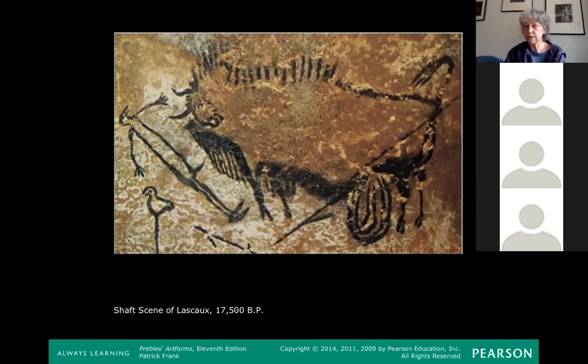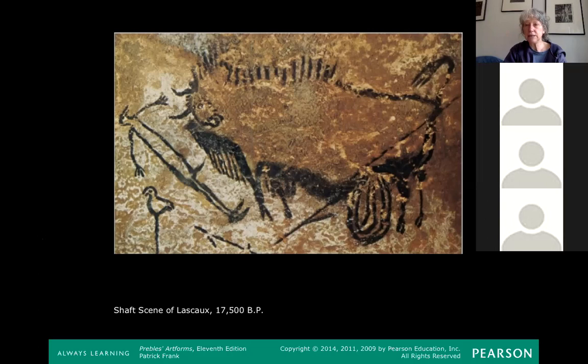So we don't know who painted these. It wasn't necessarily adult men. The hand paintings are sometimes just handprints, but people also put their hand on the cave wall and blew pigment around the outside of their fingers and then removed their hand, so there would be a negative space where their hand was. So there are different ways of leaving your handprint in the cave.